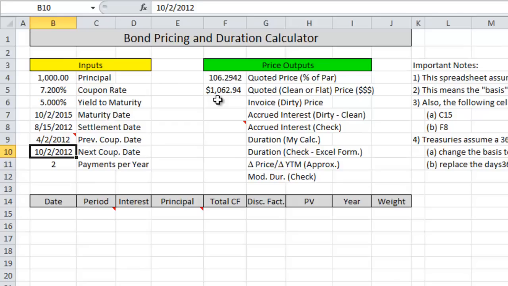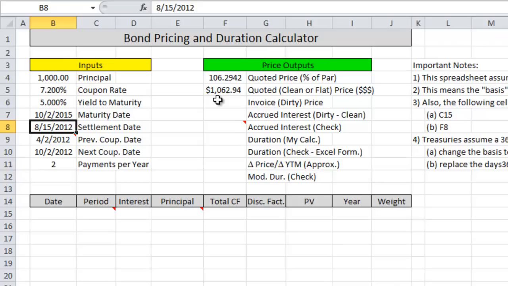But the thing of it is, you don't deserve all of that. If you think about it, the person who sold you the bond has been holding that bond since April 2nd, when the last coupon payment was made. It's now August 15th. That's a fairly good chunk of time that's elapsed. So the person who's selling you that bond feels as though he or she is deserving of a fairly good chunk of that first interest payment.